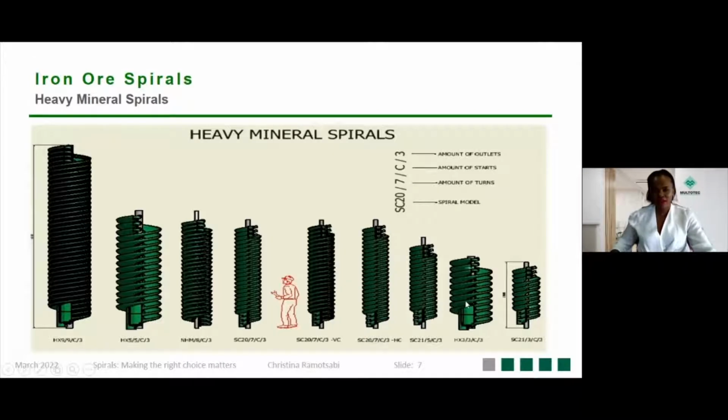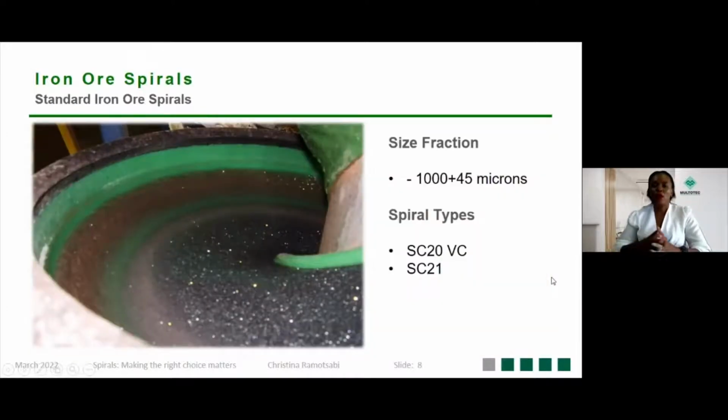We have over 10 different types of spirals, with different shapes, heights, and diameters, and these spirals can also do various throughputs. We have the spirals that we consider the standard iron ore spirals, the SC20 and the SC21. These spirals are small in diameter, around 600 millimeter. The ideal size fraction for processing on these spirals is -1 millimeter plus 45 micron. The maximum throughput that you can put on these spirals is around 2 tons an hour per start.